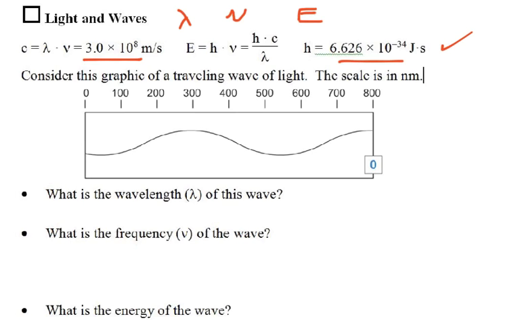So first question here: consider this graphic of a traveling wave of light, scales in nanometers. What is the wavelength? Well, we know wavelength goes from crest to crest or trough to trough. So we can figure here we're going from 300 to 800, so this is going to be a 500 nanometer wave. Now what's the frequency?